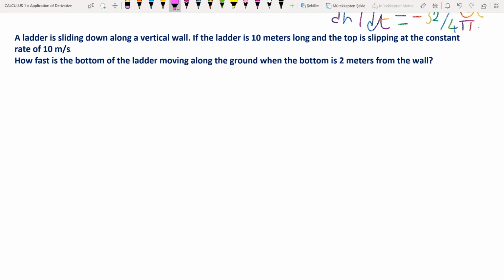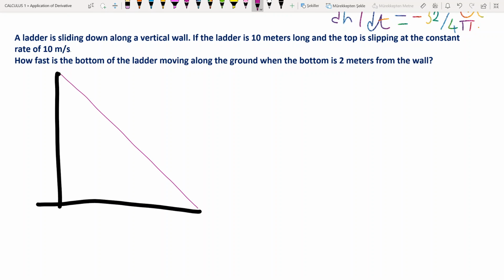Let me draw the related figure of this problem first. Let's say this is the vertical wall, and this is the ground, and this is the ladder. This ladder is 10 meters long.